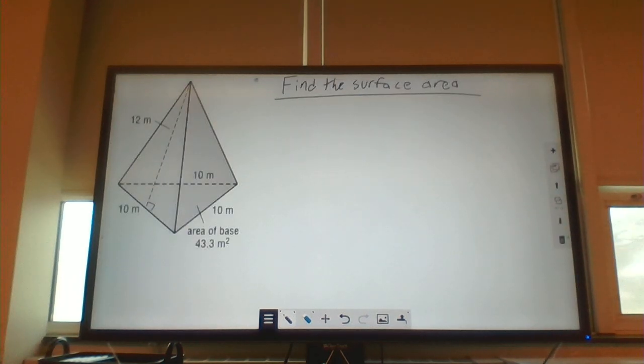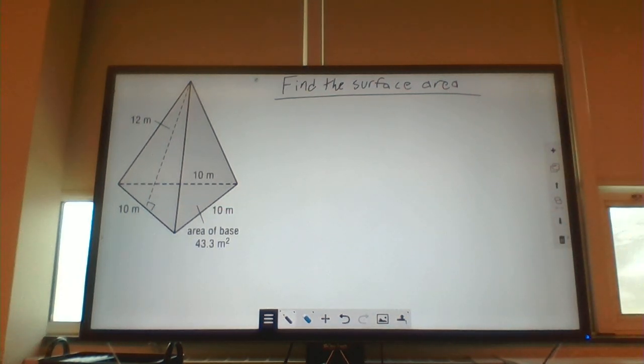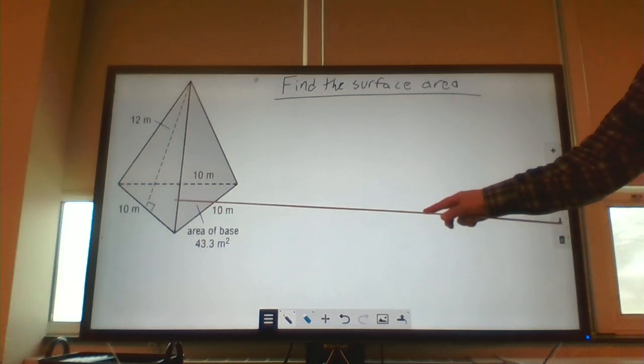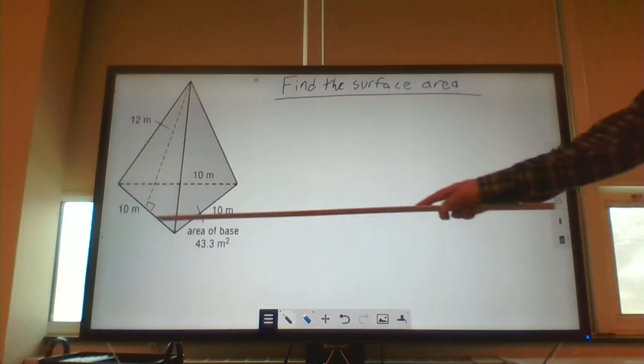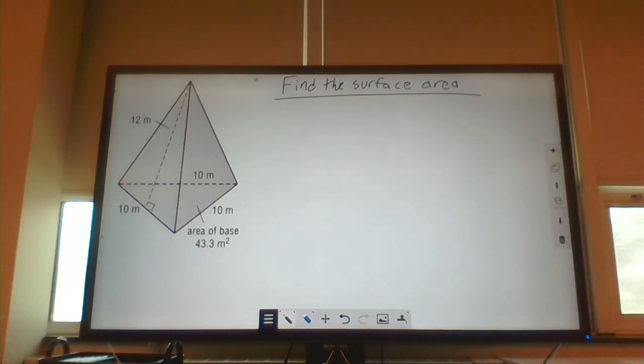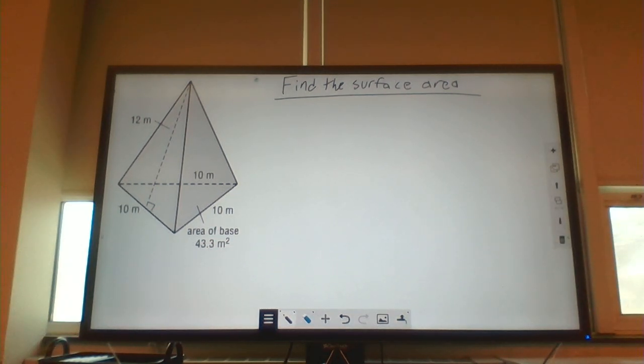The last one we're going to do is a pyramid. Now this is a triangular pyramid. It's got a triangular base, and it's also an equilateral triangular pyramid. As you'll notice, the side lengths are each 10. That means that we can assume that the slant heights are also each 12. So with this information, and we are also given the area of the base in this case, so we don't have to calculate it, try and get the surface area of this triangular pyramid.